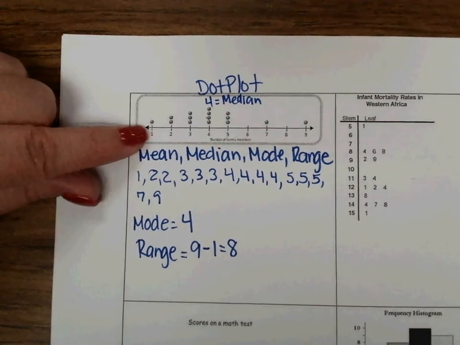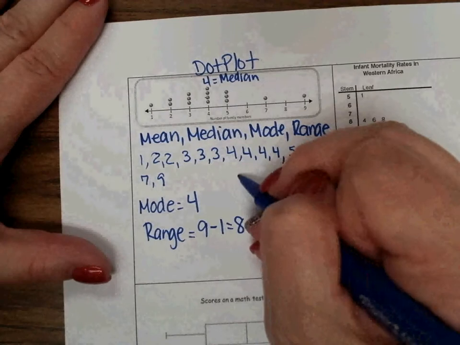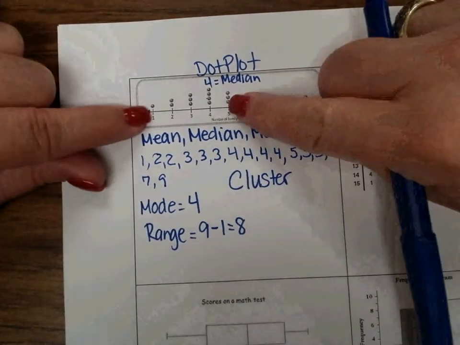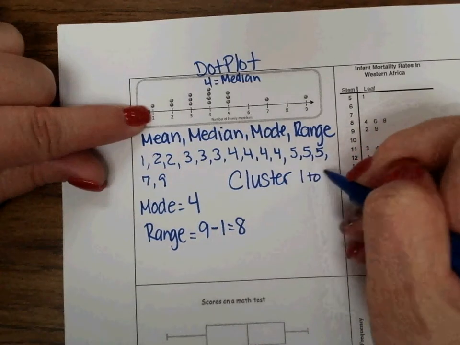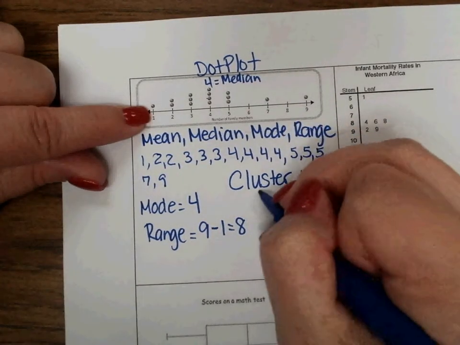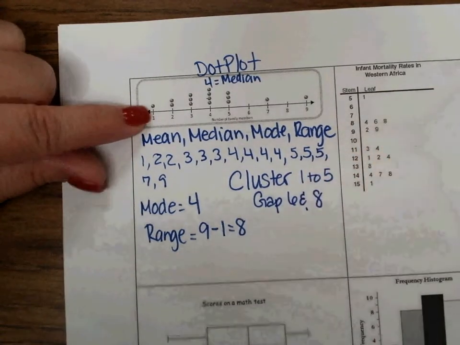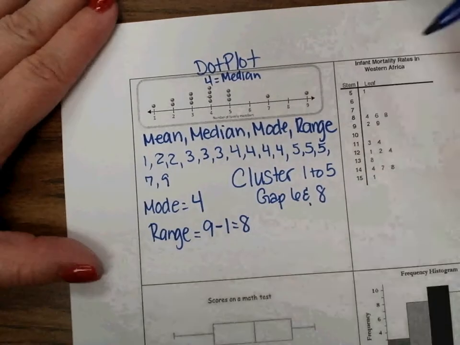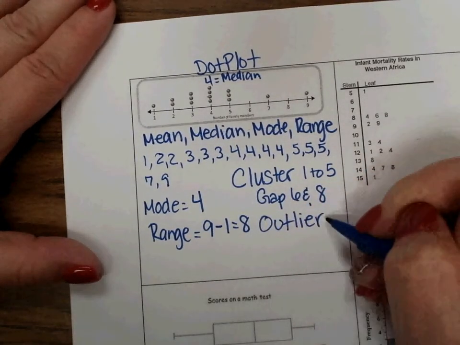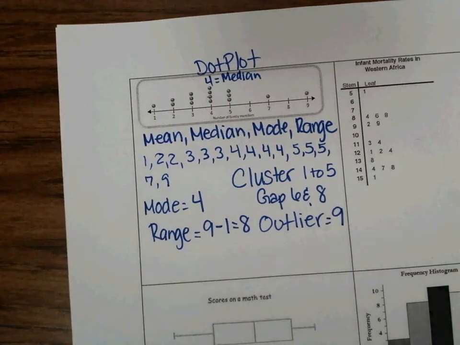Other things that you can find from dot plots is you can see where there's a cluster. Here I see a cluster from 1 to 5. And then I can see a gap at 6 and 8. And we can even see outliers. We could say that 9 is a possible outlier. That is a number that goes well beyond. So we can find a lot of information from dot plots.